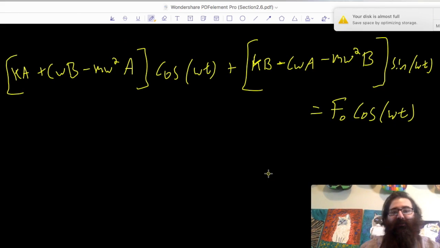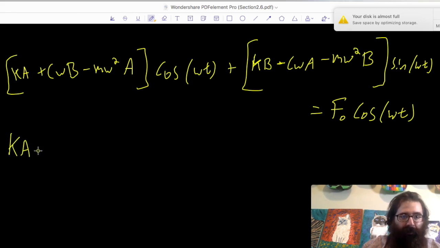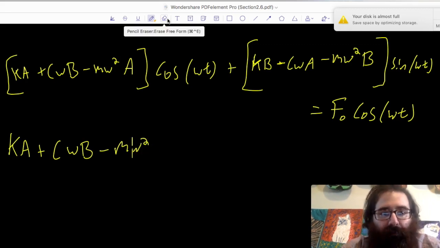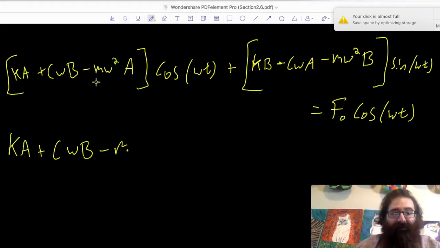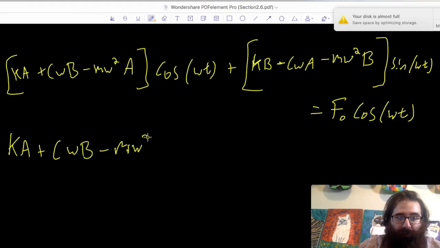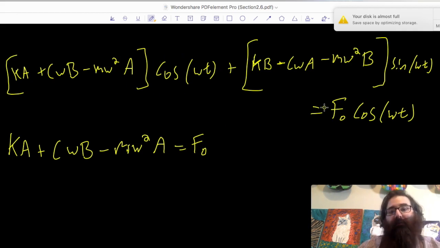It means my coefficient, and oh, it looks crazy. Oh, I didn't sign up for this. My cosine coefficient should be equal to f sub 0. So k a plus c omega b minus m omega squared. I can fix that. You guys are worth it. I'll use the eraser there. Minus m omega squared a should be equal to f sub 0. Coefficient on cosine should be f sub 0.